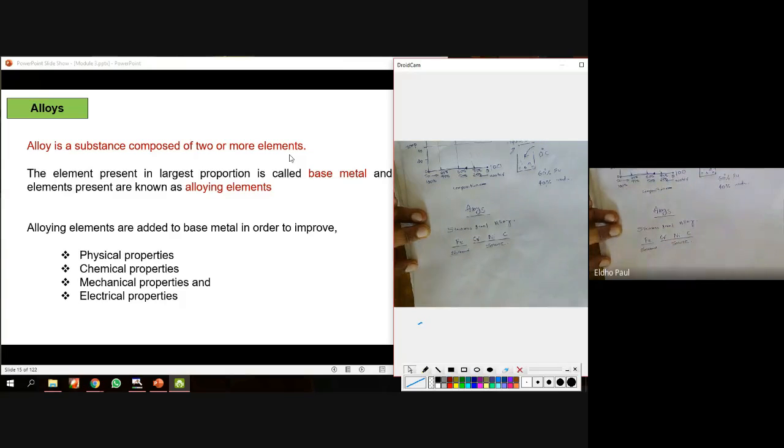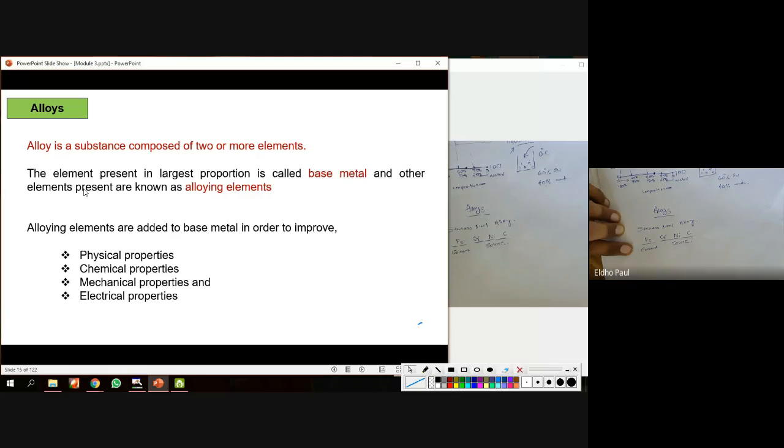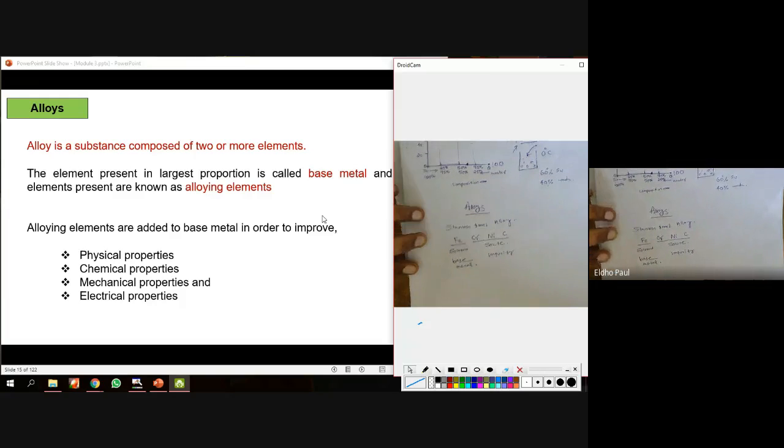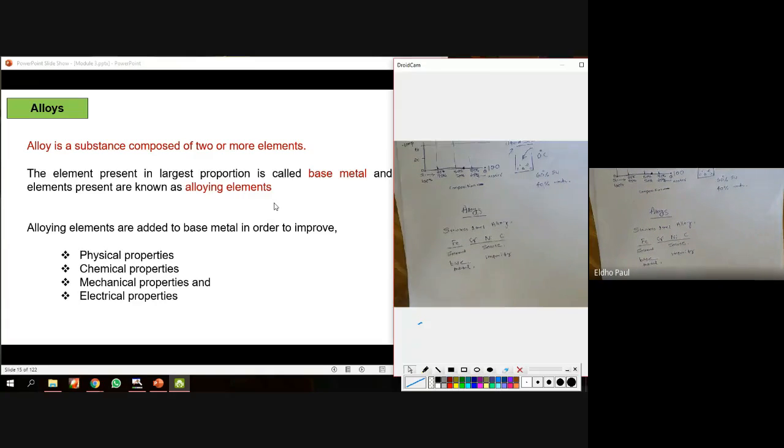Okay, so the element present in the largest proportion is the base metal or solvent, and the other elements present are called alloy elements or impurity. So another name for the solute is impurity, and another name for the solvent is base metal. So base metal and impurities are present, solvent and solute. Okay, so what is the advantage of alloying?